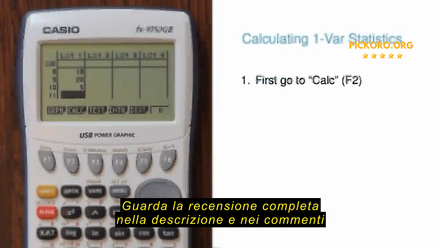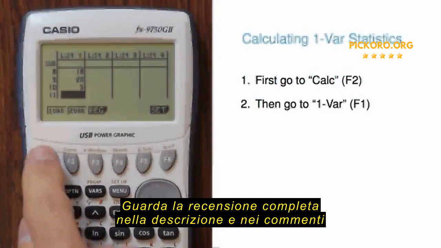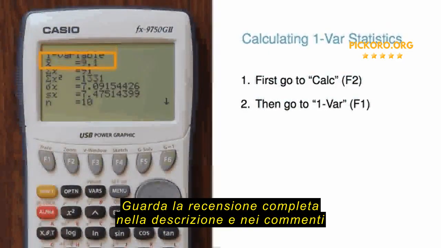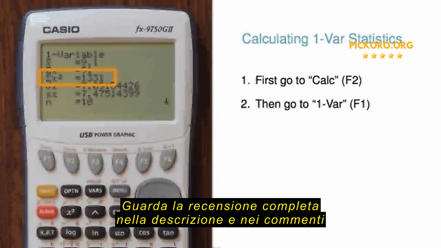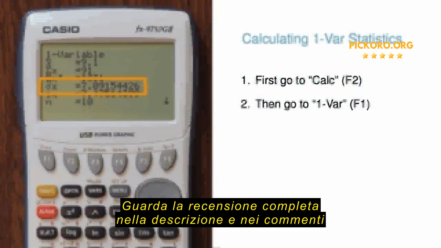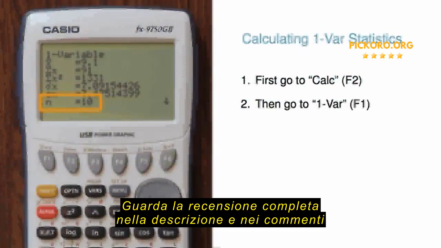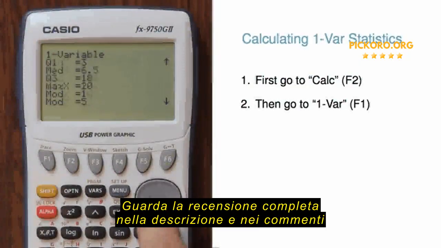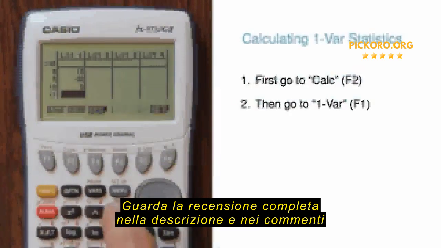To do so, hit F2, which corresponds to calc. Then hit 1var for one variable statistics. Here we have the sample mean, the sum of the observations, the sum of the squared observations, the standard deviation if this were a population, the standard deviation if this were a sample, and the number of observations. There are also several other summary statistics which we won't go through. Once you're done, hit exit, and then exit one more time.